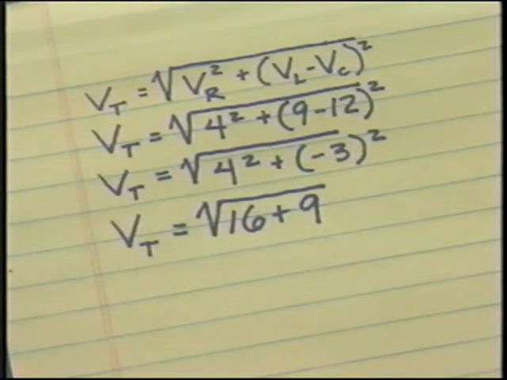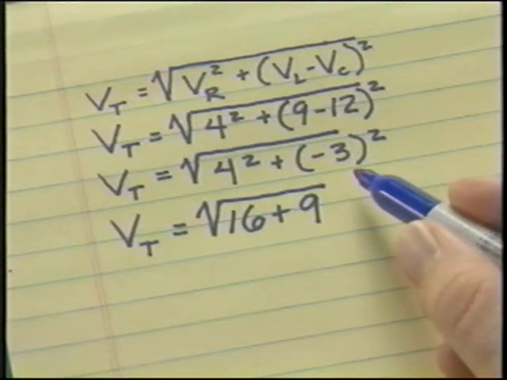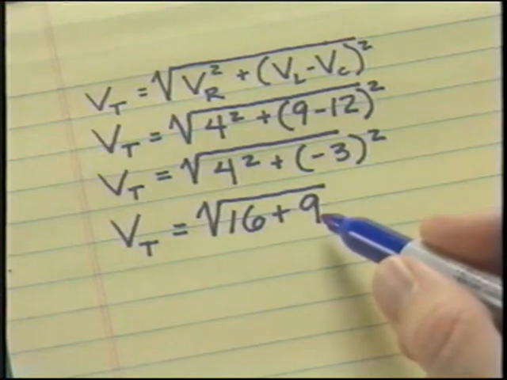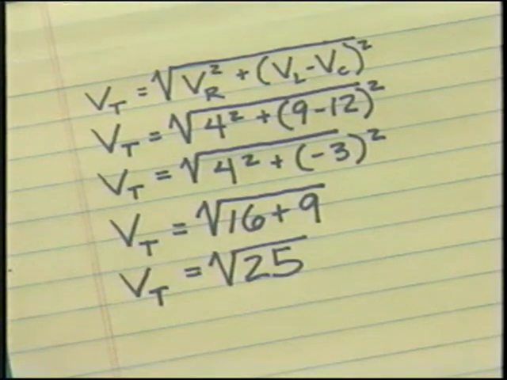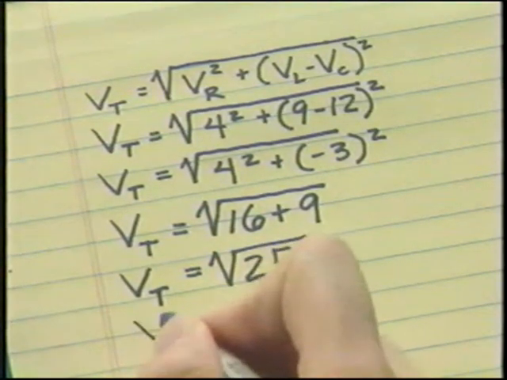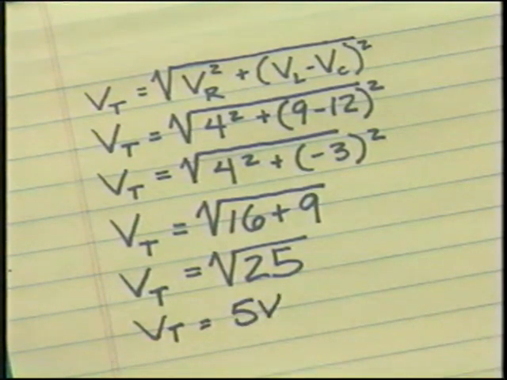16 plus 9. Note that squaring the negative voltage that represents the combined voltage across the capacitor and inductor yields a positive number. This is because a negative times a negative always produces a positive result. Complete the calculation to get the square root of 25, which means a total voltage of 5 volts AC for this circuit.